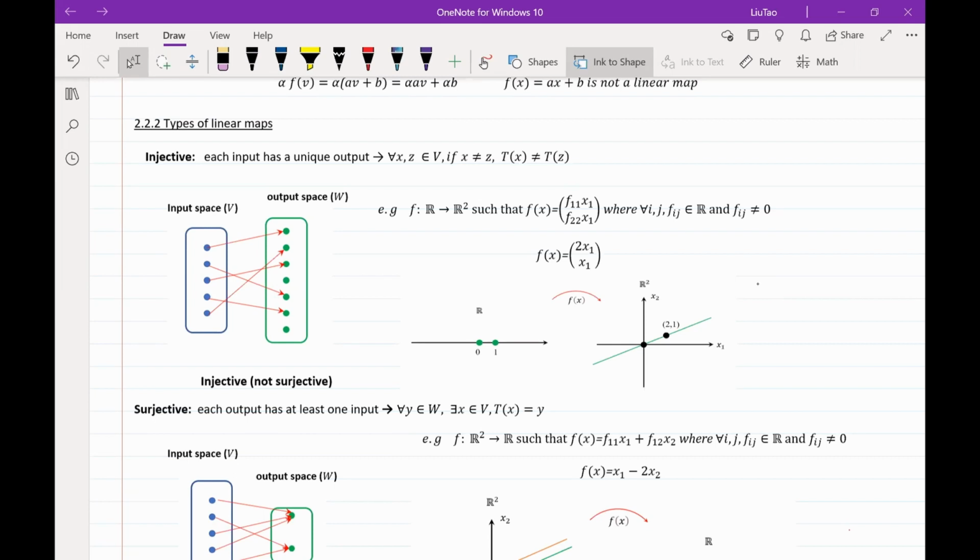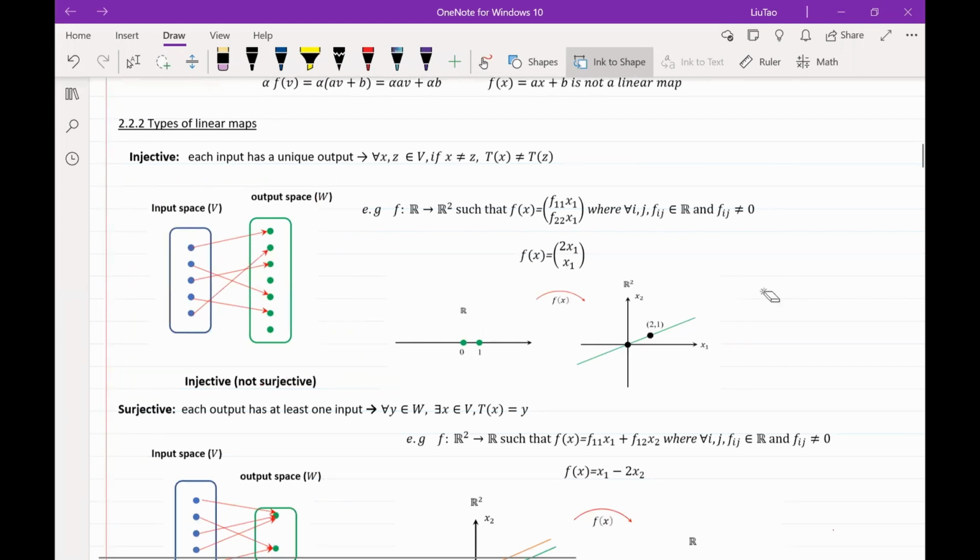In this example, we can see every input in the input space has a unique element in the output space. So this is an injective map.